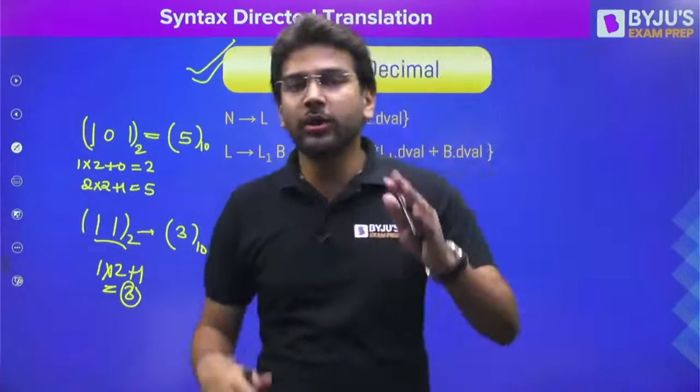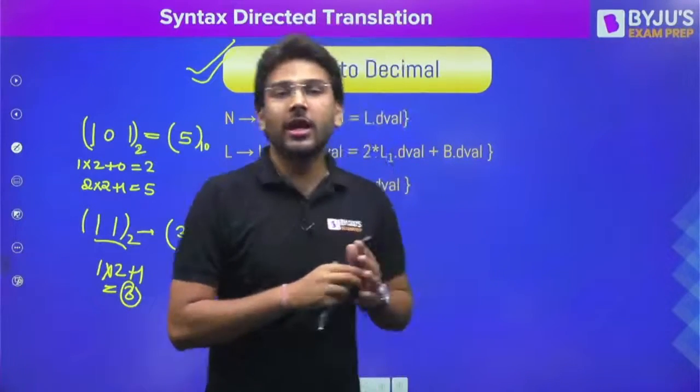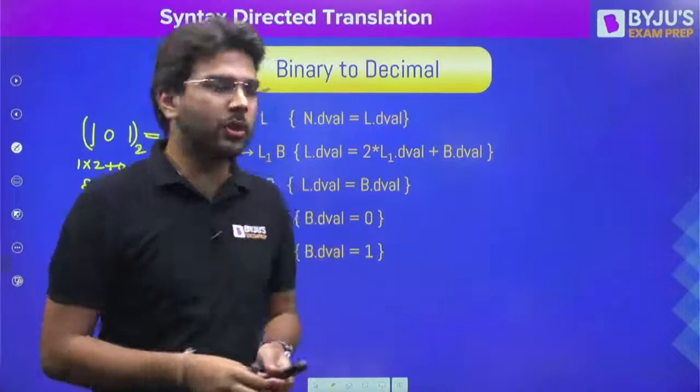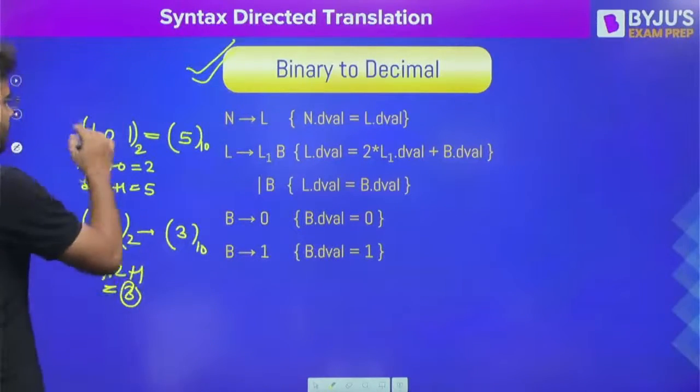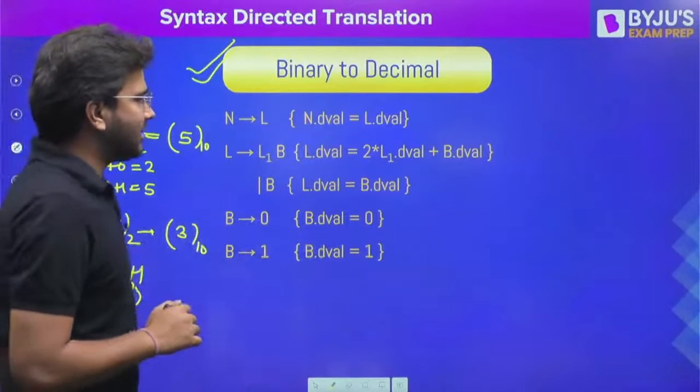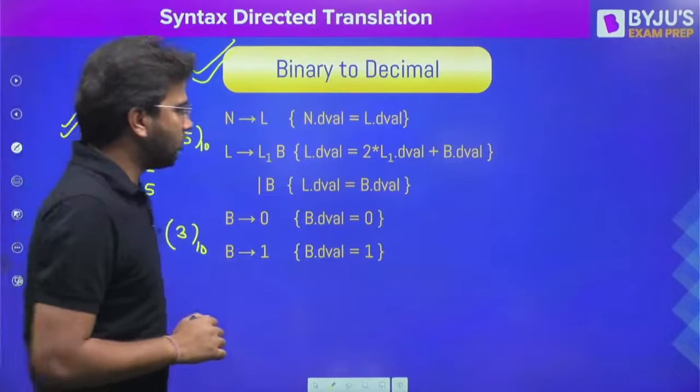As I told you, in the SDT we have the translation, and in translation you can write anything. You can write an entire program as well. Clear? Now let's take this input and try to execute this SDT and see what we get as the output.